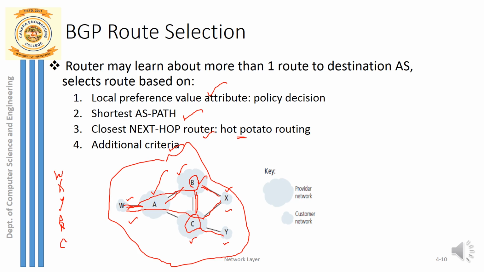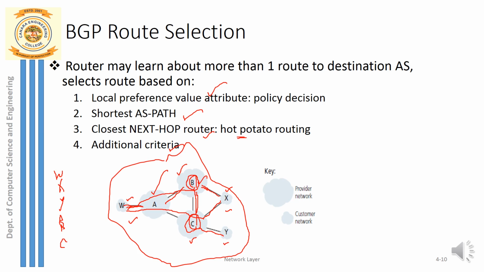In that case, what would happen here? Y will take a path to C, then C to B, then B to A, then finally to W. So what would happen? Instead of C taking the burden of redirecting the packets to W, C will redirect that to B. So it is an unnecessary burden on the provider B, right?